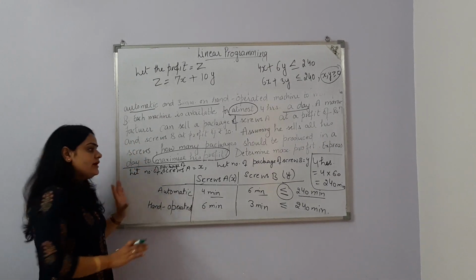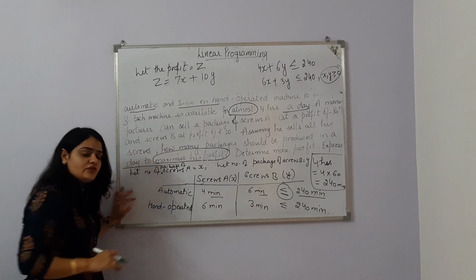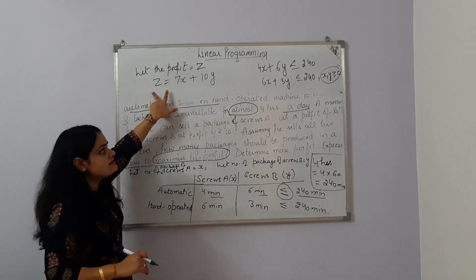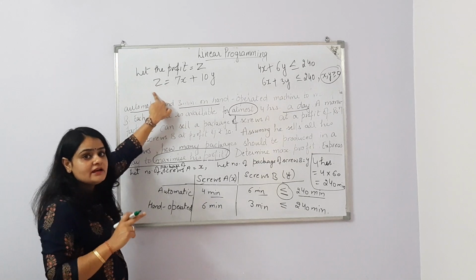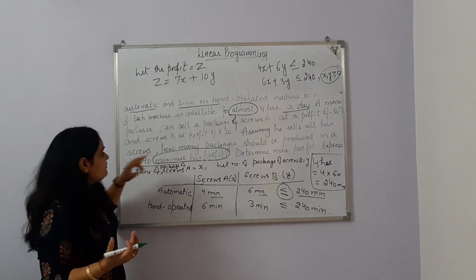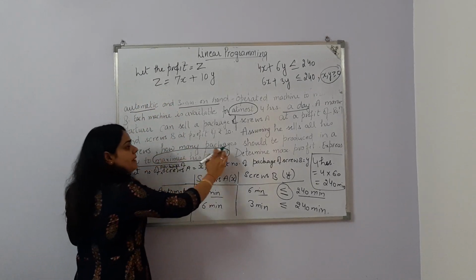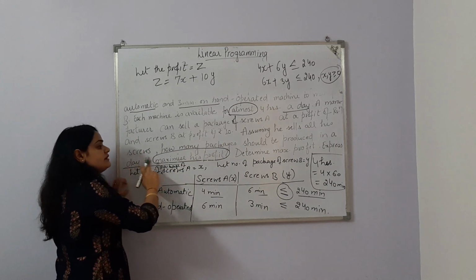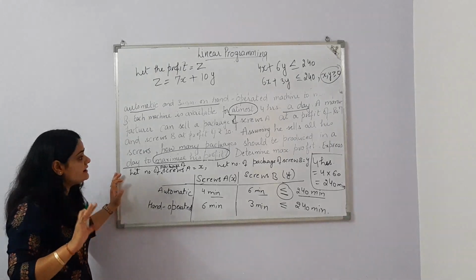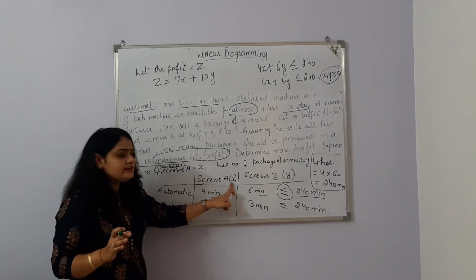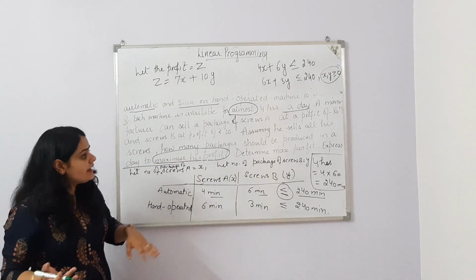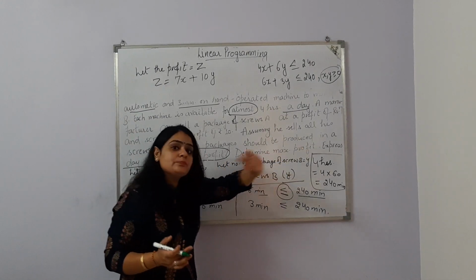Now, first of all, from this table we find the constraints as well as the function z. Now we have constraints, now we have z. Now we can find the solution graphically, because what is the requirement of the question? How many packages should be produced in a day to maximize his profit? That means we need to calculate x and y, because X packages are of screw A and y packages are of screw B. We need to calculate x and y and determine the maximum profit.